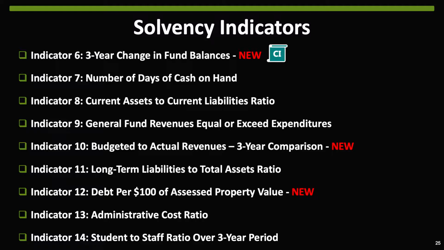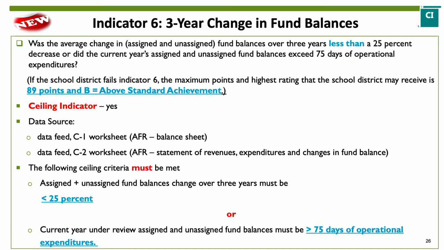Solvency, you see this long list of solvency indicators? Well, that's because the Texas Education Code says that we have to be able to predict your solvency, and if you're heading towards insolvency. Indicator 6 is new, and it is a ceiling indicator only. We're going to use your assigned and unassigned fund balances. If you did not have more than a 25% decrease over 3 years, or your fund balance exceeds 75 days of operational expenditures, you pass. So no ceiling is applied.